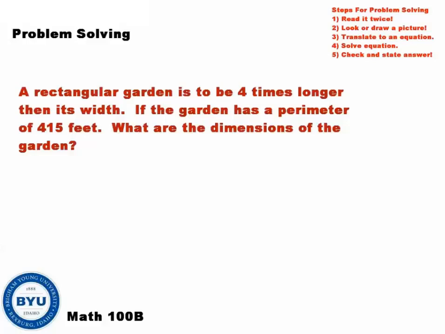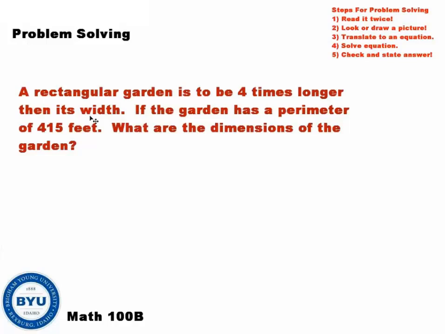Here the problem says a rectangular garden is to be 4 times longer than its width. If the garden has a perimeter of 415 feet, what are the dimensions of the garden? Go ahead and pause your video, give this a shot, make sure to draw a picture. It really helps to draw a picture. And press the play button when you're ready to resume to see how you did.